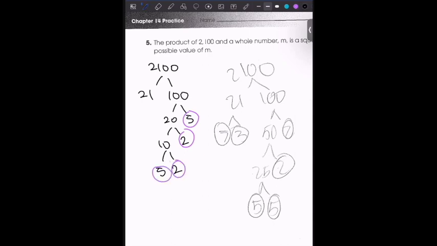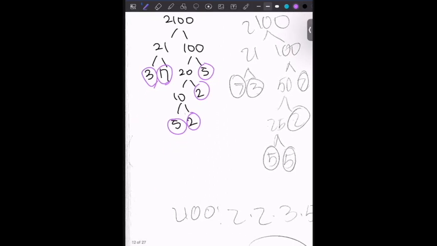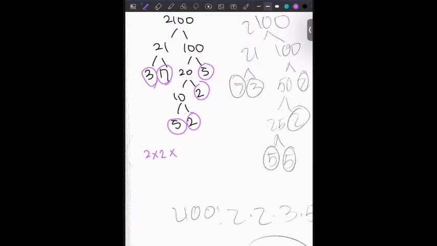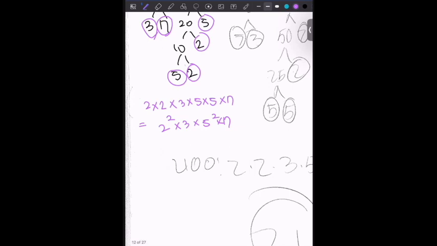Now for 21, we know that 21 can be broken down into 3 times 7, and both are prime numbers. So 2100 can be expressed as 2 times 2 times 5 times 5, 2 times 2 times 3, first, times 5 times 5, times 7. That's going to be 2 to the power of 2 times 3 times 5 to the power of 2 times 7.